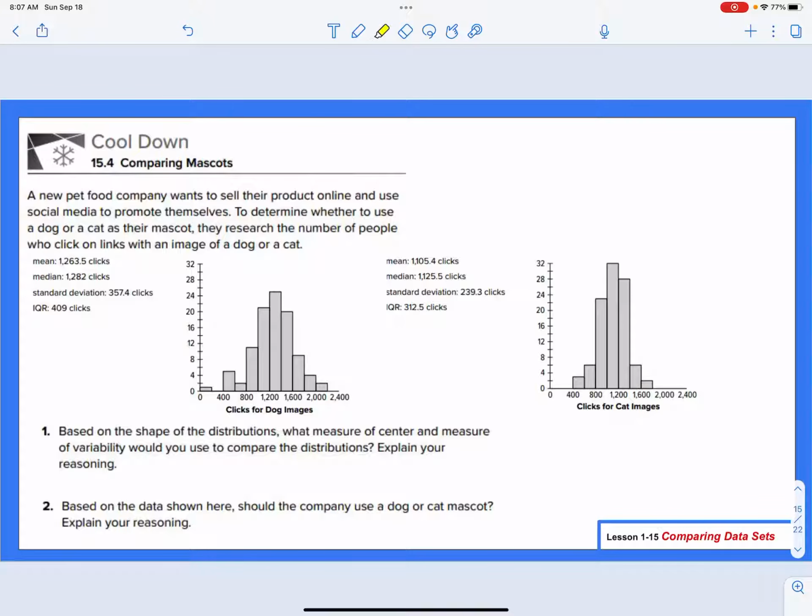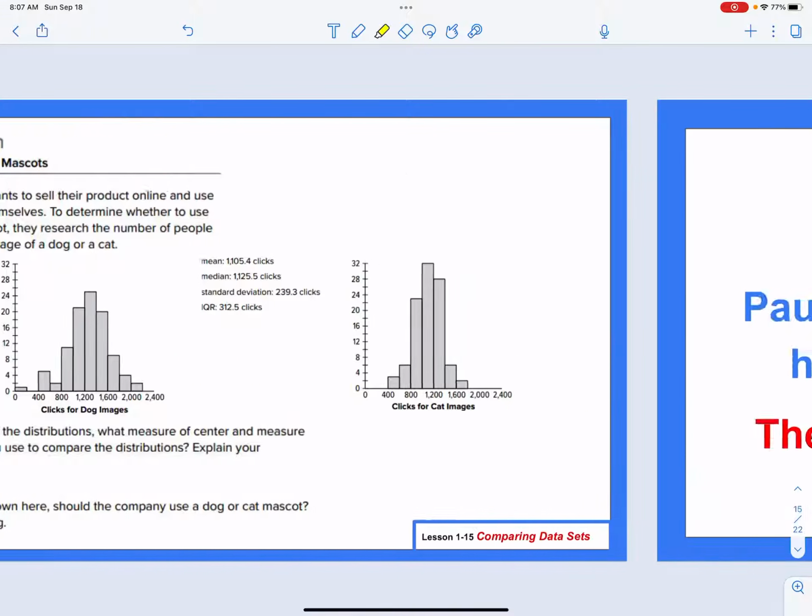Here's your cool down. Work on that with your class and your teacher to see if you're getting it. You can always pause it here if you want to. I'm going to move on to the homework for the day.